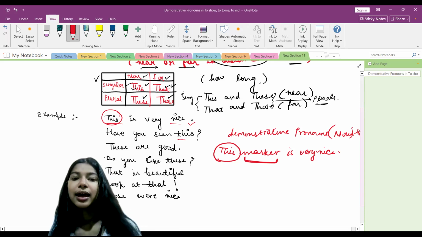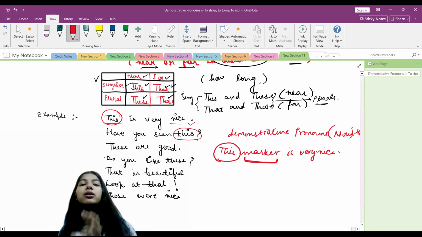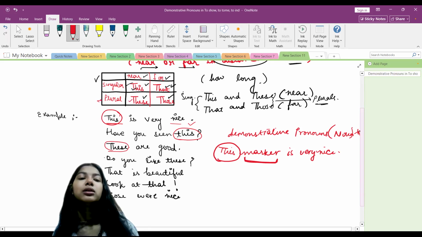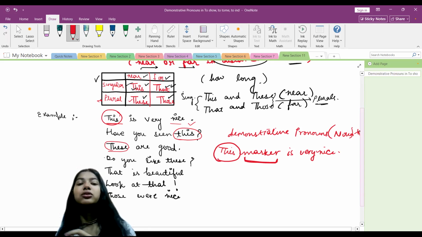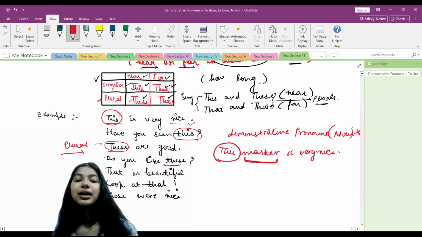Have you seen this? Again, we are talking about something we already know about. These are good. I told you that we use these for the plurals. These are good means, let's say, these nuggets are good. Here nuggets is the noun, so we can't say it's the pronoun, but we know that these are good. Here these is in its plural form. Do you like these? Again, these is used for the plural form, that is the demonstrative pronoun.